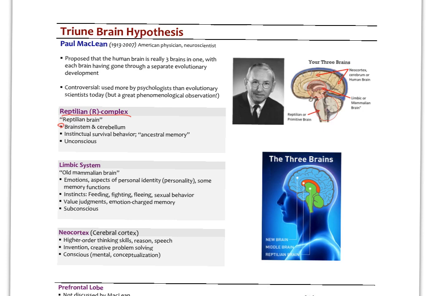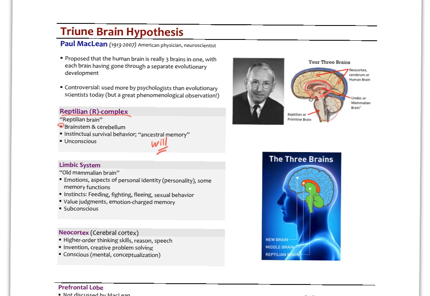Sitting on top of that would be what he called the old mammalian brain, and this is going to include parts of the midbrain and then the diencephalon. And this is really our emotional brain. Unlike the R-complex, which we can think of as more related to the will, our desires, our drives, the limbic system is more related to our emotions and our personality, and some memory functions as well.